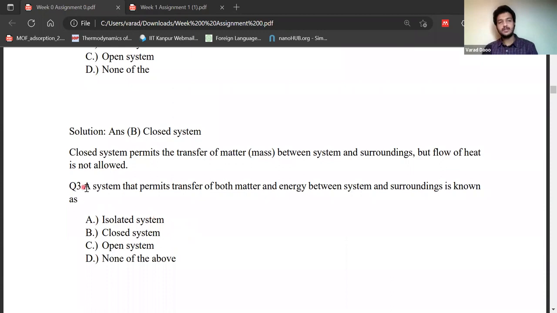So next question which we have: a system that permits transfer of both matter as well as energy between system and surrounding is known as. So anybody would like to try? Just now I told. So Ashwin, you would like to try?